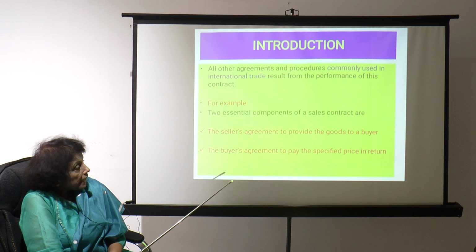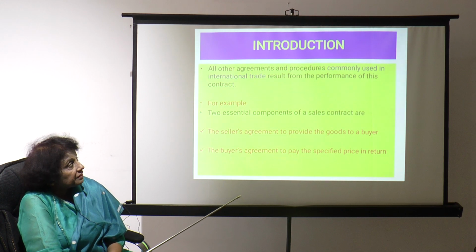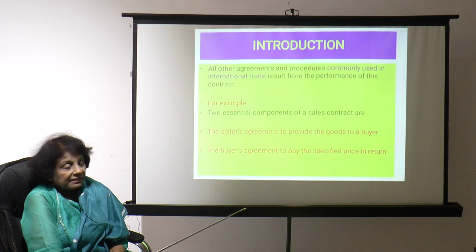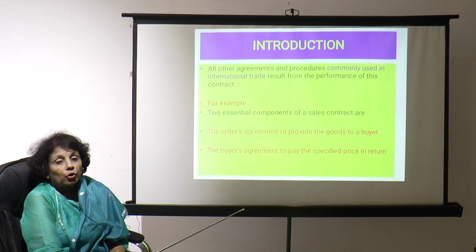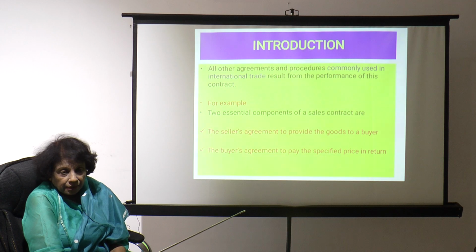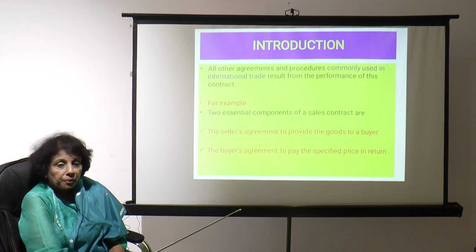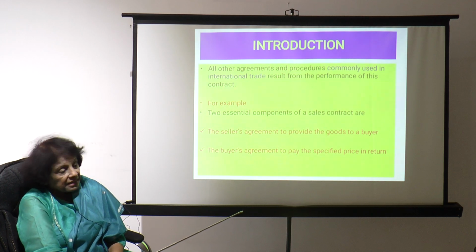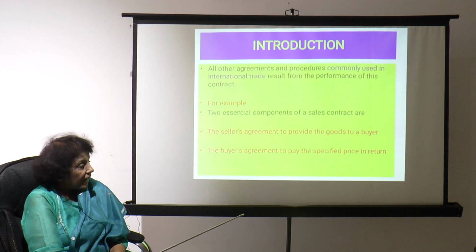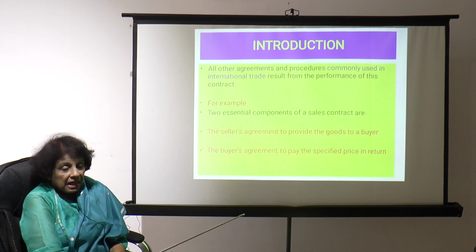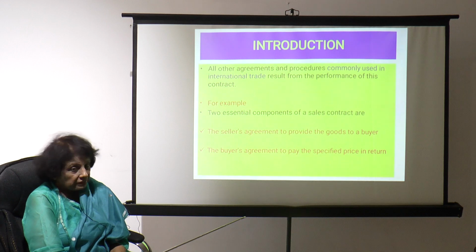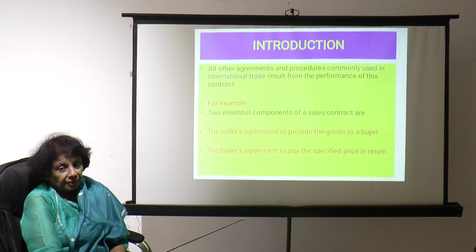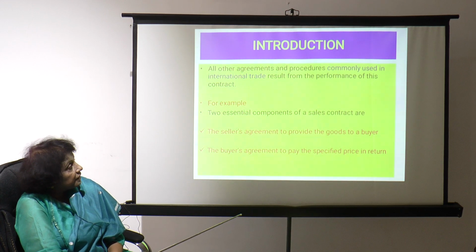What are the two essential components of a sale contract? One, the seller's agreement to provide the goods to the buyer. What is the seller's agreement? To provide the goods to the buyer. What is the buyer's agreement? To pay a specified price in return. The buyer's agreement is to pay a specified price in return.